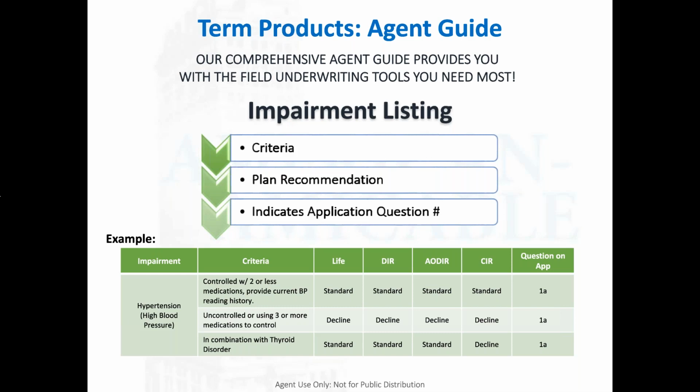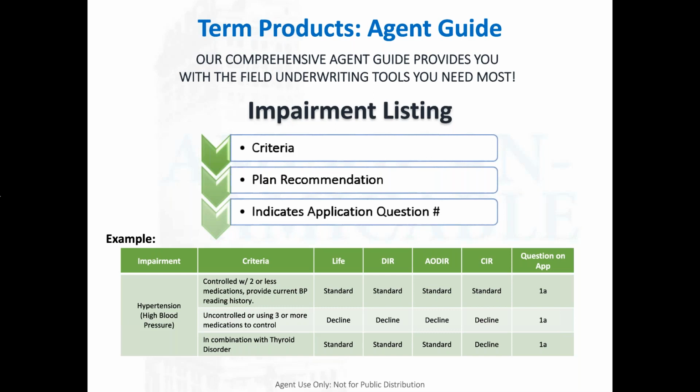So in this case, we have somebody who has hypertension, also known as high blood pressure, and if they control it with 2 or less medications and can provide their current blood pressure reading history, if you look across the chart for the life or the other riders, everything says standard. That means we would be able to issue somebody with that situation. Now, if you have a client with uncontrolled high blood pressure, or who uses 3 or more medications to control it, then we would probably decline those situations, as you can see in the chart.